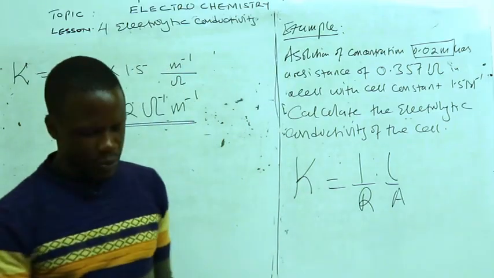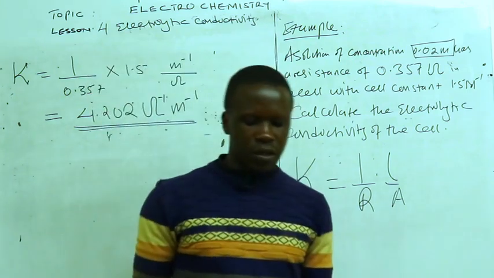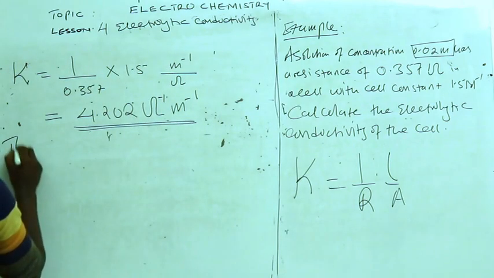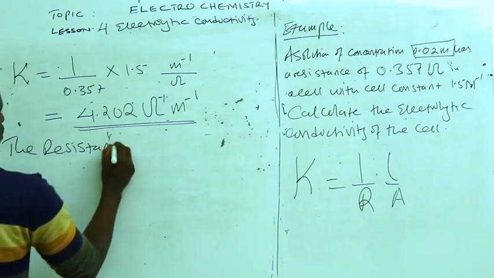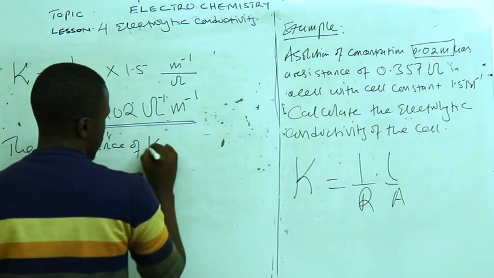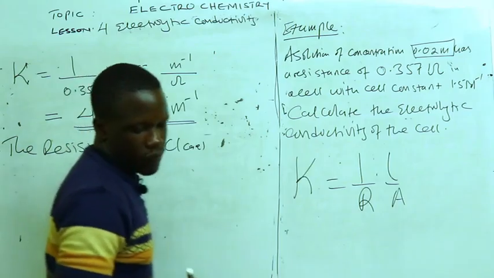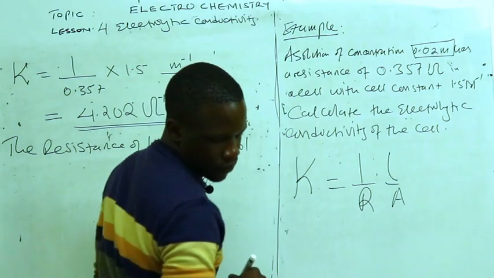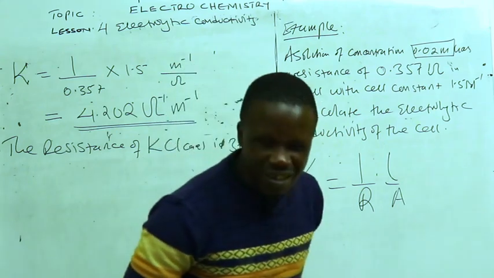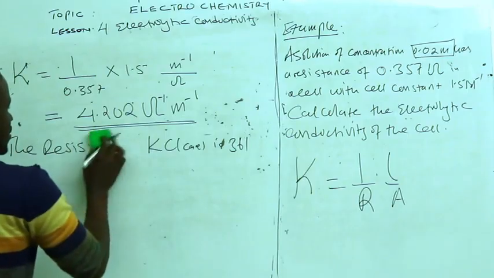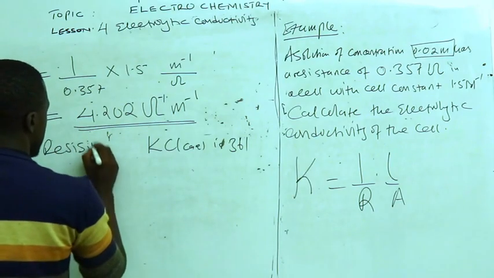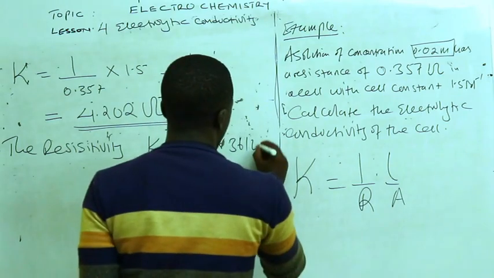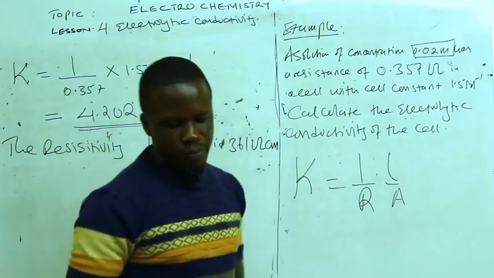But we can have another question. Question number 2: the resistance, sorry, the resistivity of potassium chloride solution is 361 ohm centimeter.